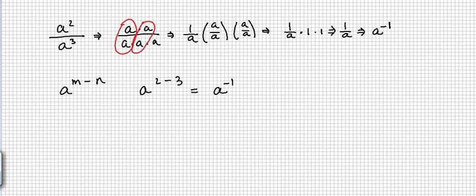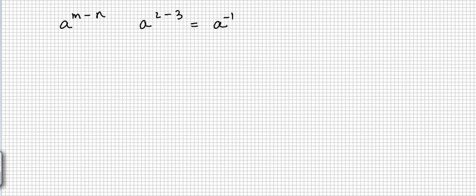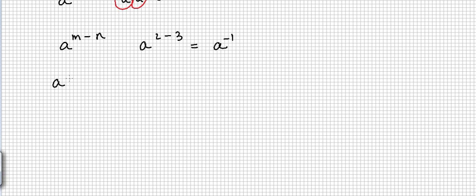Okay, so let's look at this a little bit more. Let's say we have a to the fourth divided by a to the negative second. This will break down into a times a times a times a. And this is going to break into 1 over a times a.